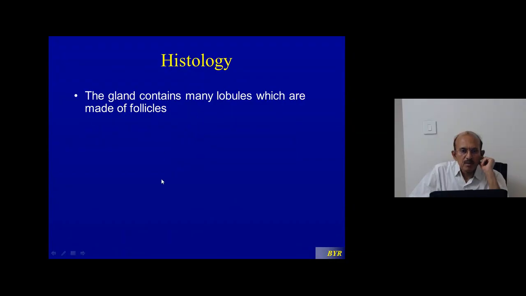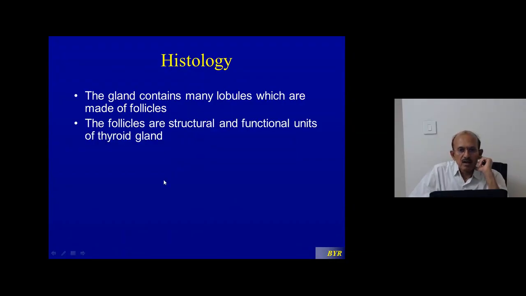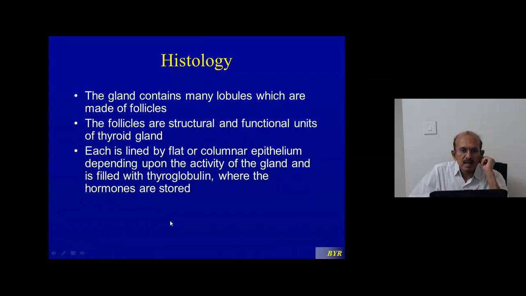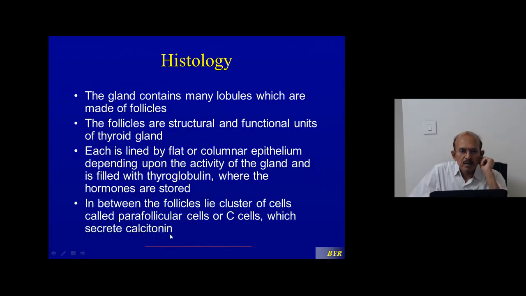It contains many lobules which are made of follicles. The follicles are the structural and functional units of the thyroid gland. Each is lined by flat or columnar epithelium depending upon the activity of the gland and is filled with thyroglobulin, where the hormones are stored. In between the follicles lie clusters of cells called parafollicular cells or C cells, which secrete calcitonin.